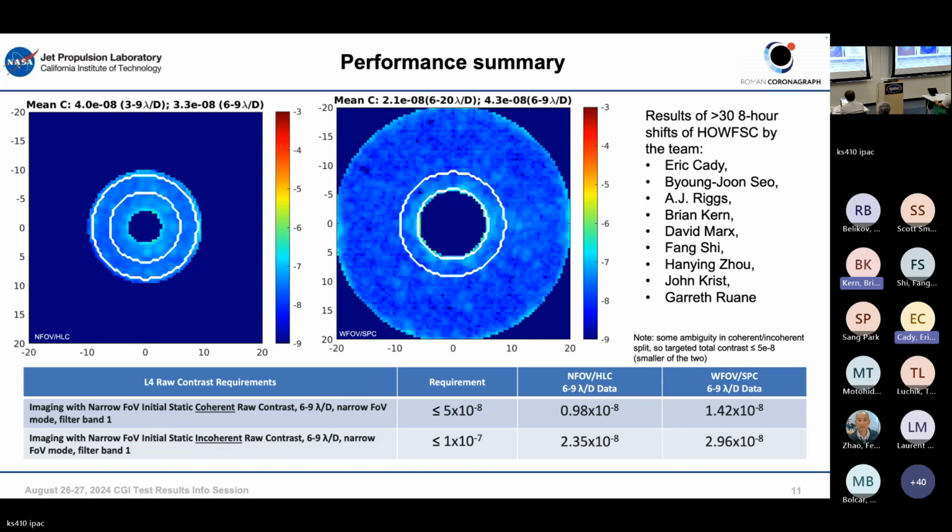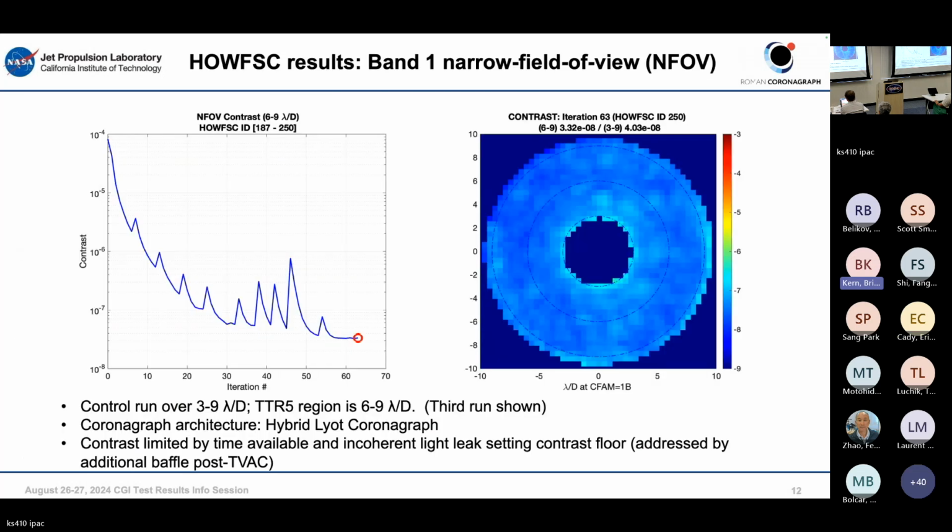So both of these performed suitably to do TTR5 with either architecture. Next slide, please.